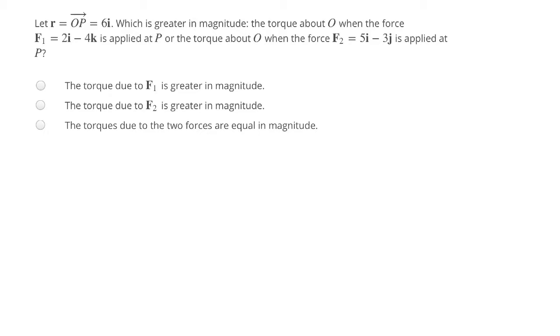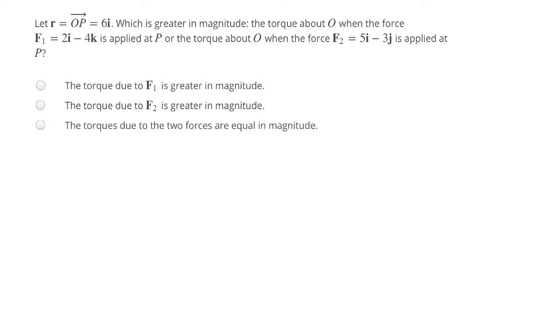What we're given in this problem is a vector r of value 6i, and we're asked to determine which is greater in magnitude: the torque about the origin O when the force F1 is applied at the point P at the end of the vector, or the torque about O when the force F2 is applied at P.